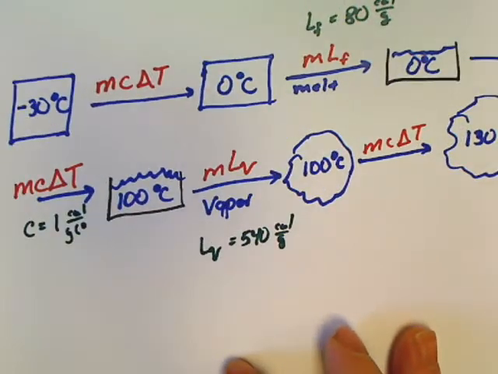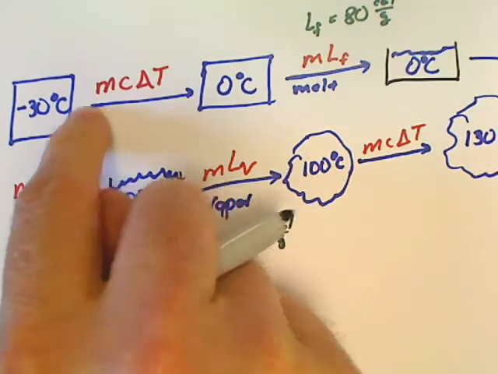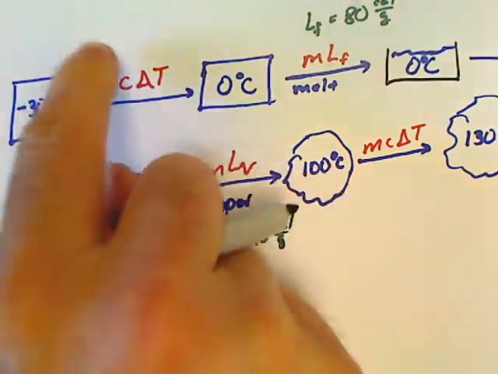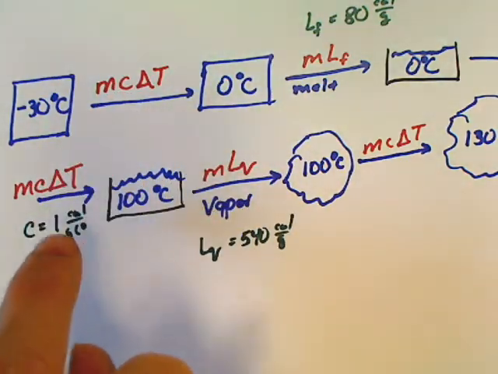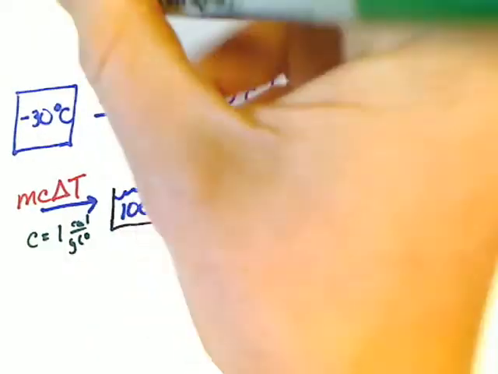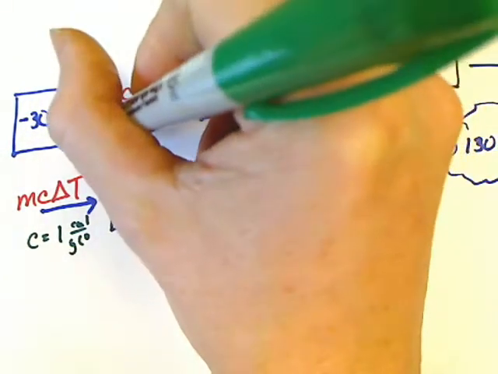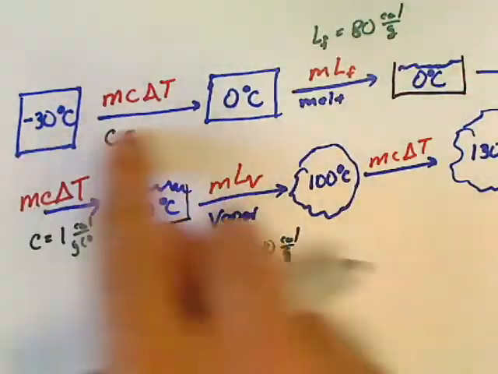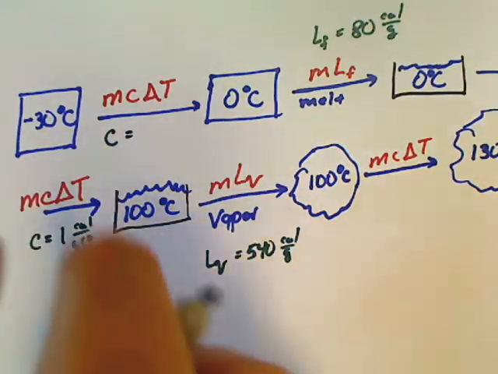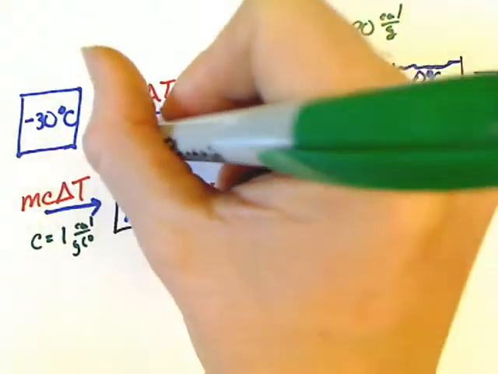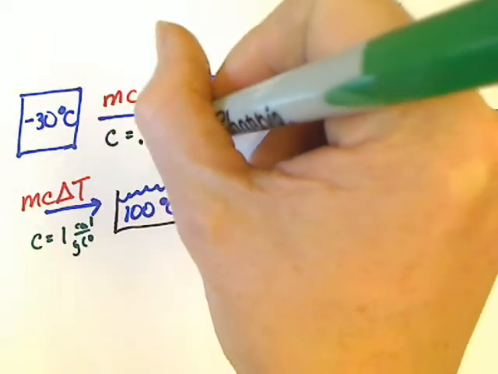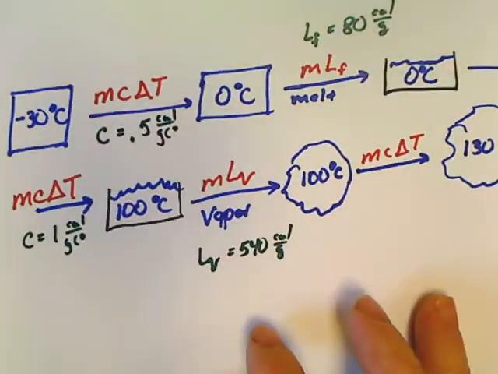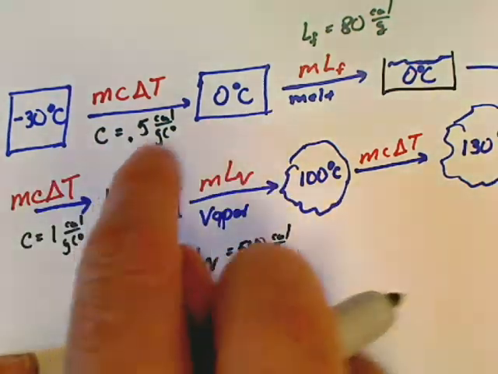Here's where people mess up. Here we've got an MC delta T. But remember something, this is a piece of ice we're heating. Ice is not the same as water. So C for this ice is not the same as C for water. C for ice is 0.5 calories per gram Celsius degree. I know at this point you're thinking, wow, this is a lot of stuff. And it is. I'm not even going to lie.